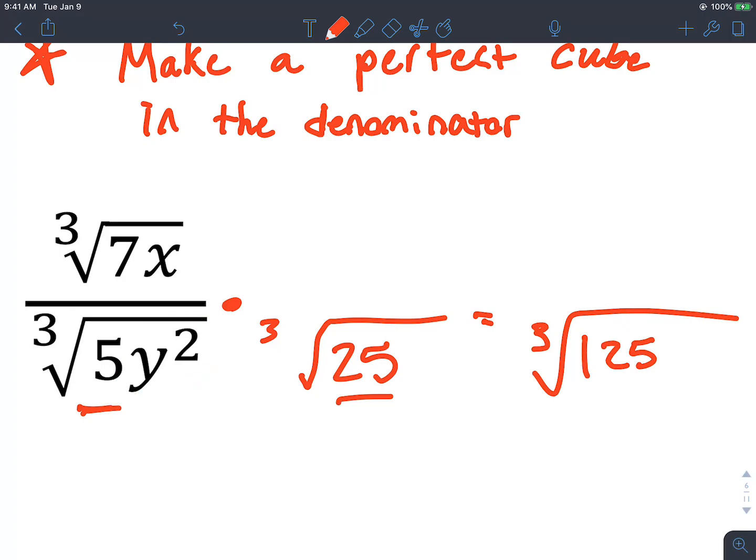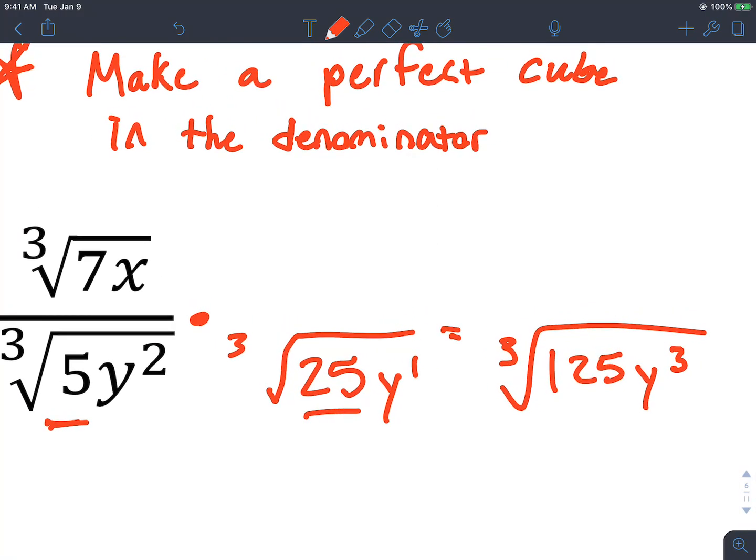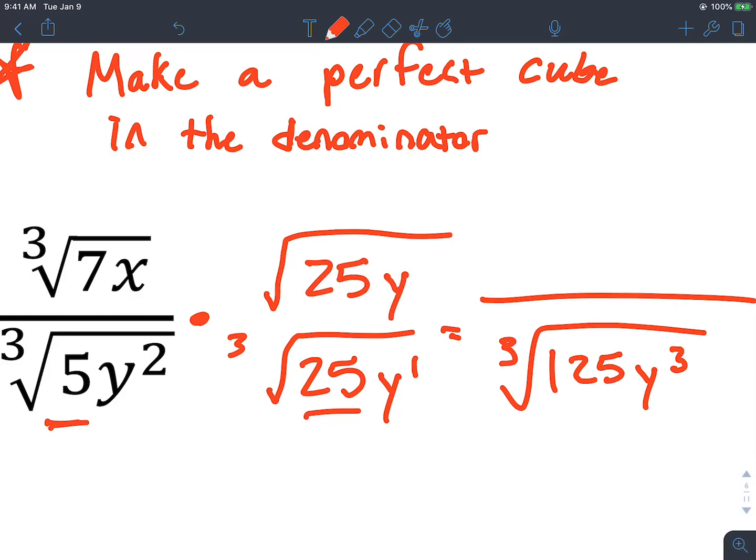The variables are a little tricky here, so I want that eventually to be something that I can divide by 3, some type of power. So if I multiply by y to the first right here, this is going to make y cubed in the denominator. And that in the denominator of this fraction would be a perfect cube. We could do this whole cube root. Now, whatever you do to the bottom of a fraction, you got to do to the top of the fraction. We're going to multiply the top by 25 y to the first, and then cube root right there.